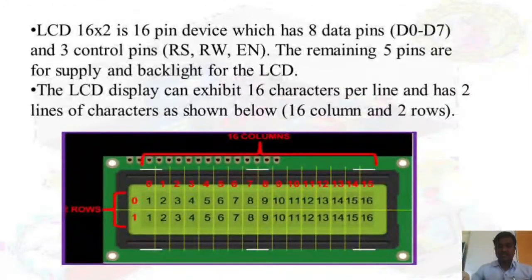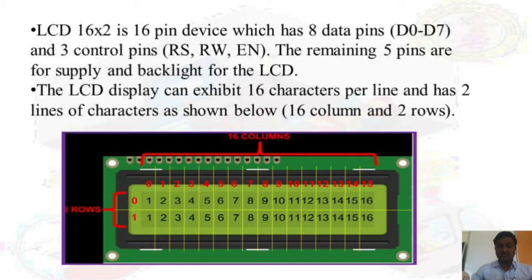The LCD 16x2 is a 16-pin device which, as I have already discussed, has 8 data pins, that is D0 to D7, and 3 control pins RS, RW and enable. The remaining 5 pins are for supply and backlight for the LCD. The LCD display can exhibit 16 characters per line and has 2 lines of characters as shown below, that is 16 columns and 2 rows.